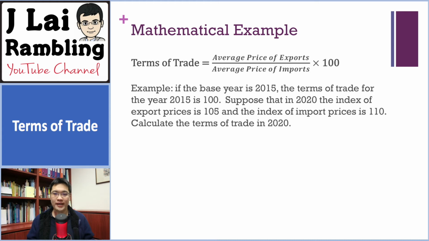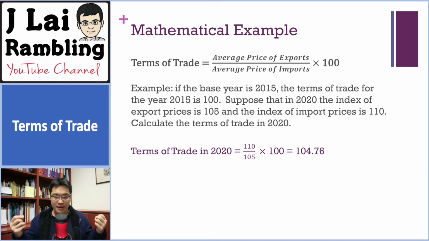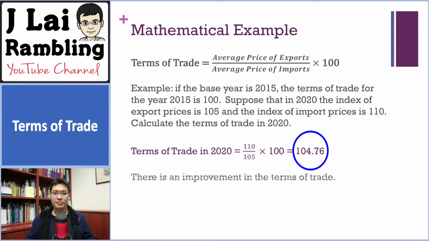All we need to do is just plug in the numbers, okay? And you can see when we plug in the numbers that the answer here is 104.76, which means that there is an improvement in terms of trade, since 104.76 is greater than 100.